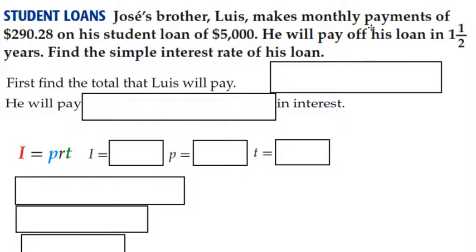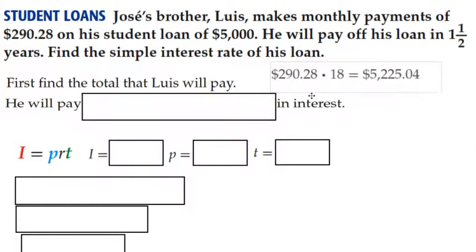Here's a student loan problem. It says Jose's brother Luis makes monthly payments of $290.28 on his student loan of $5,000. He's going to pay off his loan in 1.5 years. Find the simple interest rate of his loan. So first of all, we're going to find the total he's going to pay. He's paying $290.28, and he's going to do that for 1.5 years. How long is 1.5 years? That's 18 months, right? It's 12 months plus 6 months.